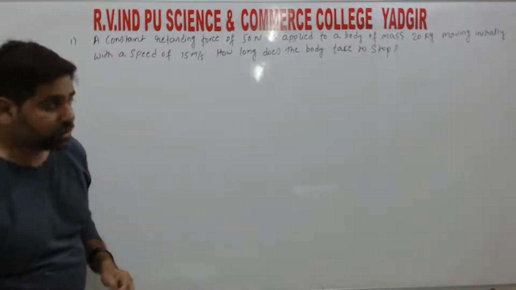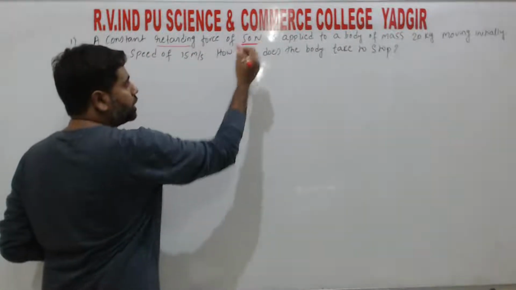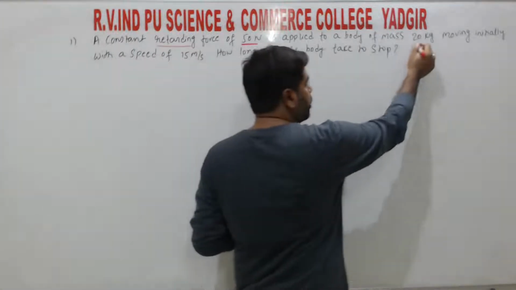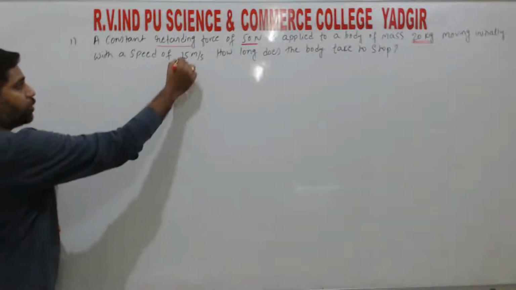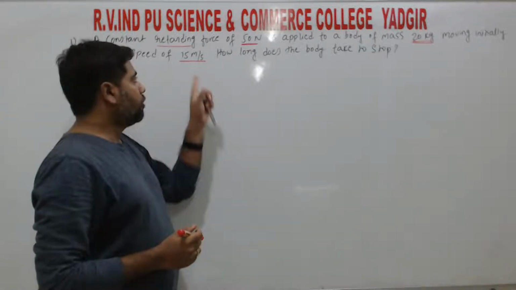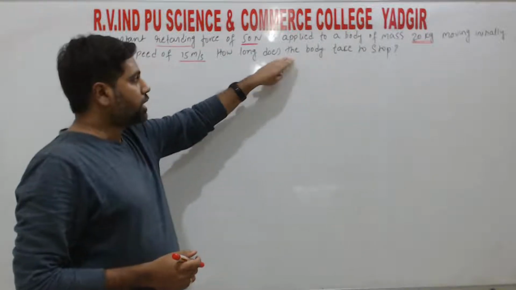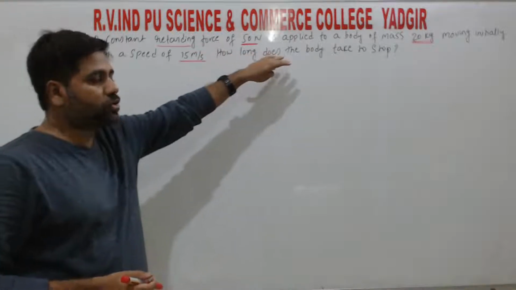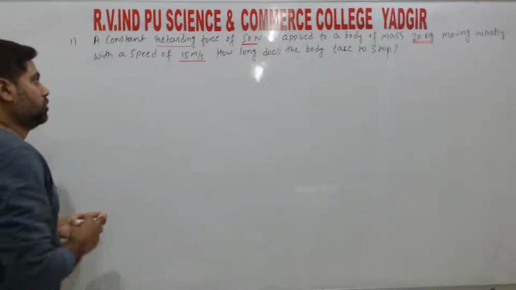Right? So here they mention force, so that is the retarding force, so that is 50 Newton. That means the force is negative. Next, they mention the mass of the object, that is 20 kg, and initially the object is moving with a speed of 15 meter per second. That means the object is moving with some initial velocity. How long does the body take to stop? Means we need to find the time after applying the retarding force. So if we apply a retarding force, what happens to the object? It comes to stop. So how much time it will take to stop, right?